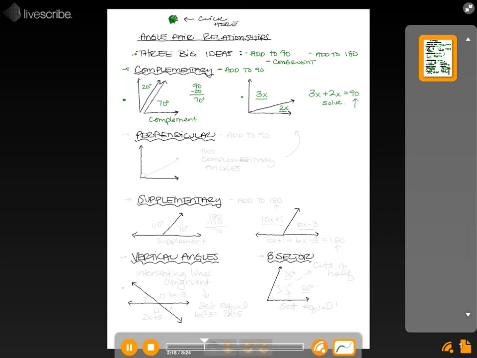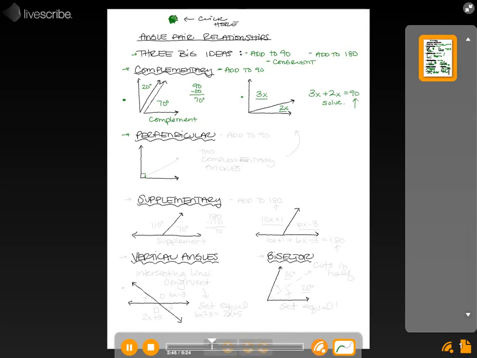Okay? The second angle pair relationship we're going to look at is perpendicular. It's very similar to 90. Perpendicular means that 2 rays or 2 lines intersect with each other to form 90 degrees. So we mark that by putting the box in the corner to show that they're perpendicular rays or perpendicular lines or perpendicular line segments, that they make 90 degrees.